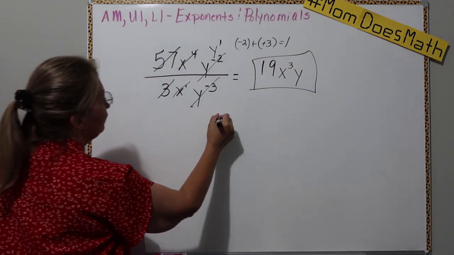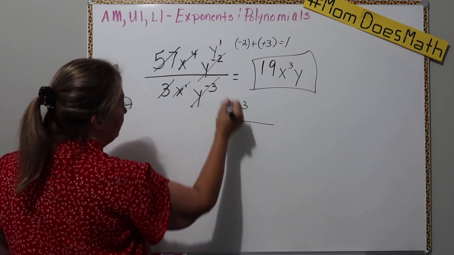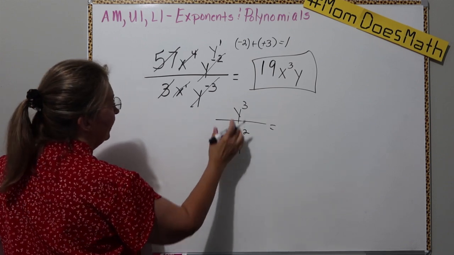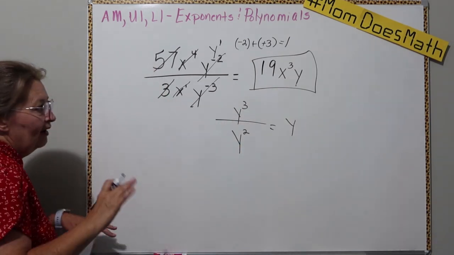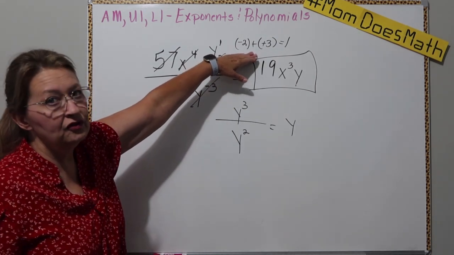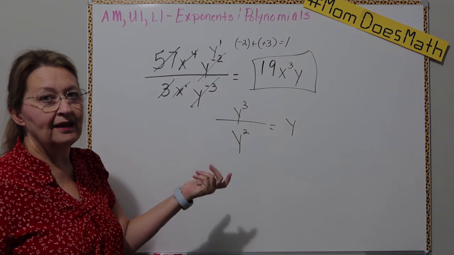If you chose to flip them first, the y to the 3rd is going to come out on top. The y to the 2nd is going to go to the bottom. You're still going to subtract. Your largest exponent is still on top. So you still come out with the y. It's just however you want to look at it. Some people just don't get confused with all those negatives. When you subtract a negative, it's the same thing as adding a positive.